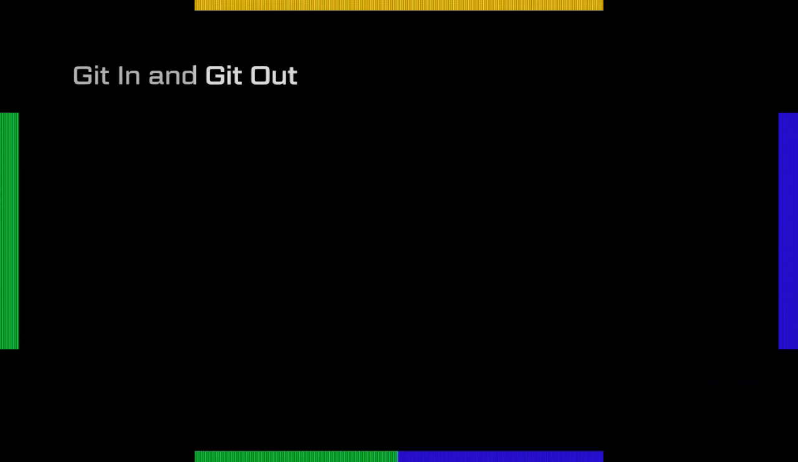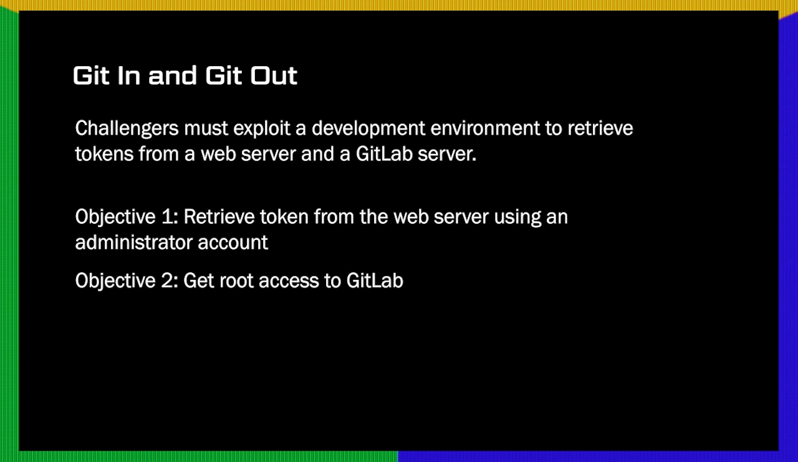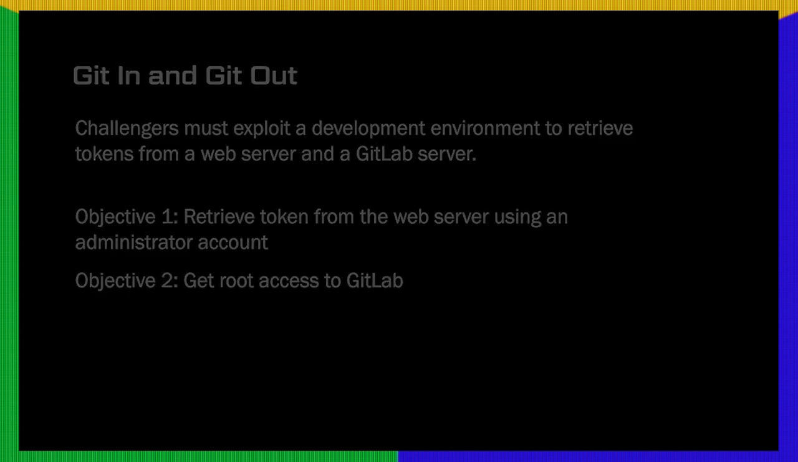Okay, so the challenge we'll be covering here is named Get In and Get Out. In this challenge, the players have to exploit a development environment and retrieve tokens from a web server and a GitLab server. So it's a two-part challenge. They retrieve the first token by logging into the web server with an administrator account. And then for the second part, they need to get root access to GitLab.